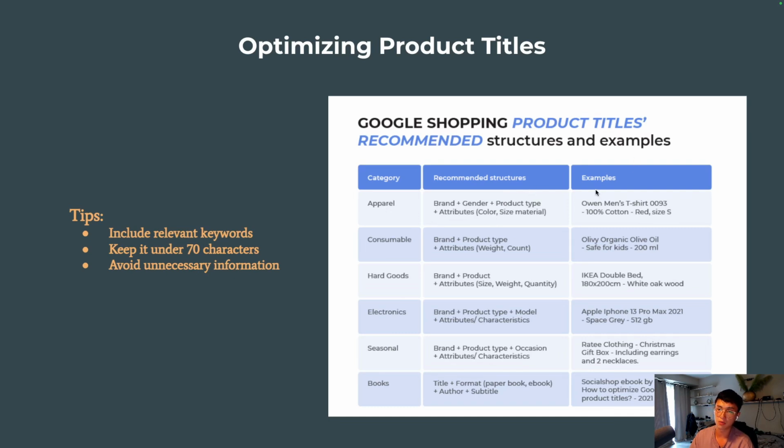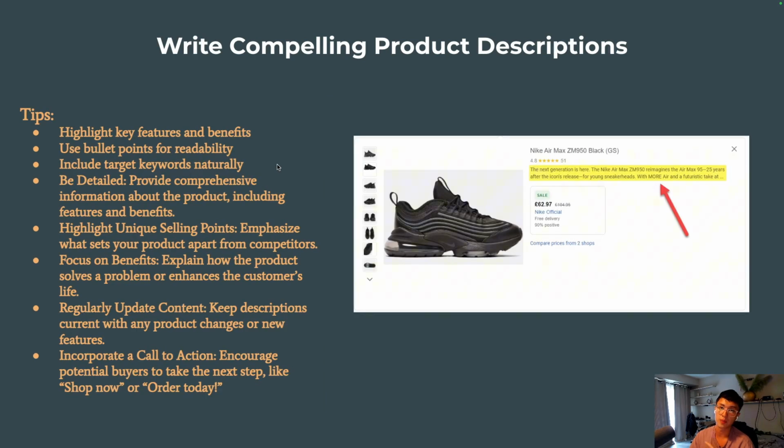So for an example, Owen's men's t-shirt, 100% cotton, red, size small. And then another example will be for hard goods: brand plus product plus attributes, size, weight, quantity. IKEA double bed, 180 by 200 cm, white oak wood. So you can pause the video here and have a look at some guidelines on how to name your product titles. Next, writing compelling product descriptions.